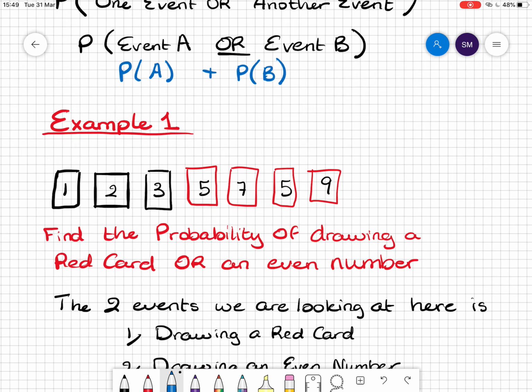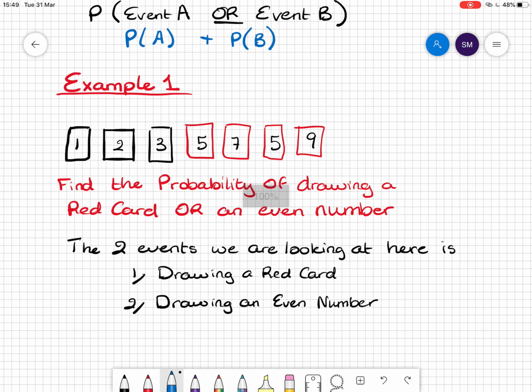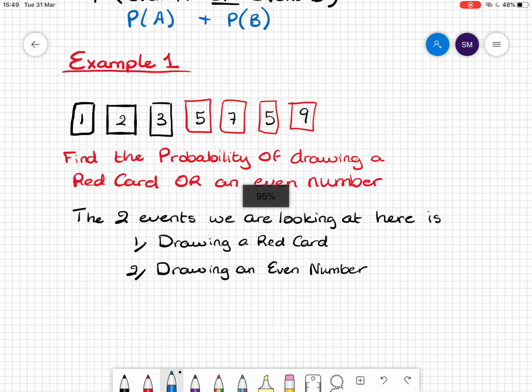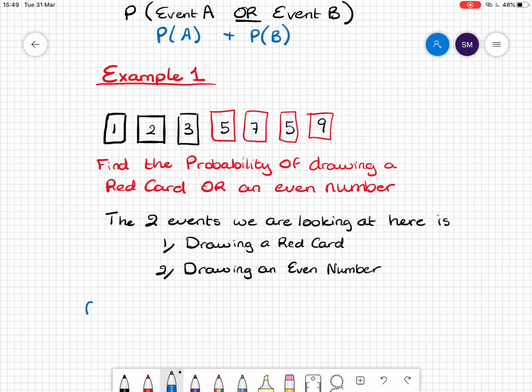So an example of this would be if I had this set of cards, the probability of drawing a red card or an even number. So we would look at the probability of drawing a red card or an even number, which would be the probability of drawing a red card plus the probability of drawing an even number.